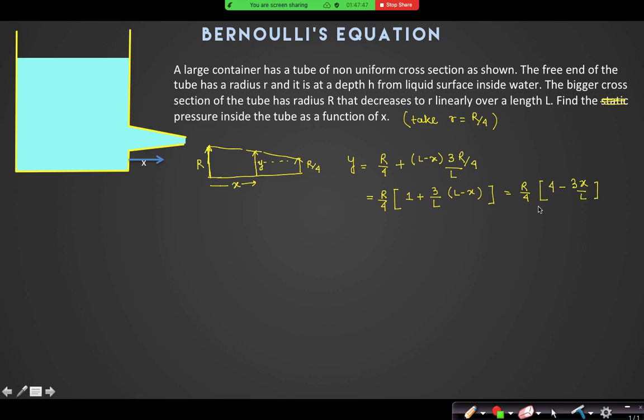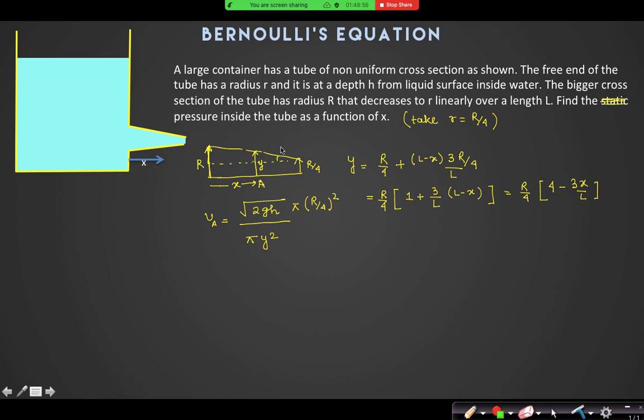Sir, can you explain this sum from the first? Yes, I'm finding y. You can find y from this triangle. If this angle is theta, then tan theta is equal to 3r by 4 divided by L. Then this height from the smaller triangle is L minus x into tan theta, and so y is equal to r by 4 plus this one. Now I have to find the velocity at this point, suppose this point is A. Sir, how did you find that part? I am not getting it. Which one? Y equal to that one. It varies linearly, yes. Okay, after that means, one second.